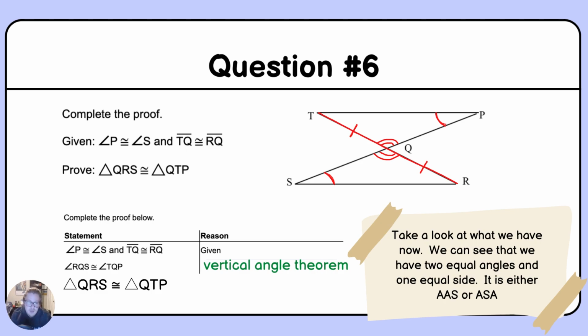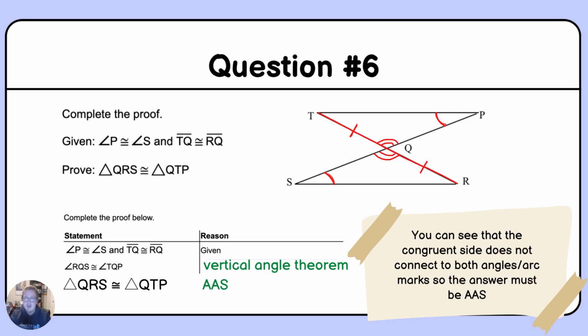Now that you know that they're equal, I can create those little arc marks. I'm going to create a double arc mark to show you. So taking a look at these triangles, how do I know they're congruent? I see I have 2 equal angles and an equal side. So I know it's either angle, angle, side or angle, side, angle. The question you have to ask yourself is this: does that highlighted side with the single tick mark touch both of the angles, or does it only touch one? You can see that it only touches one.